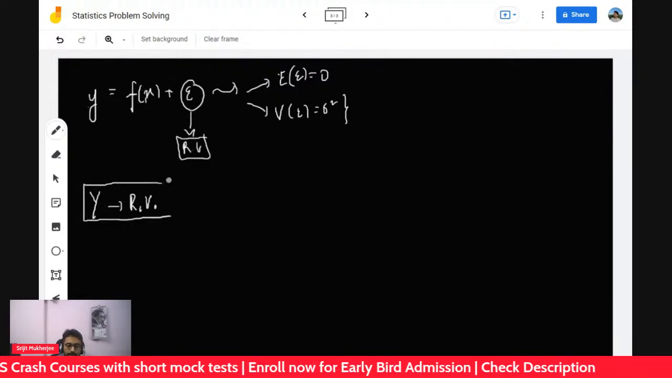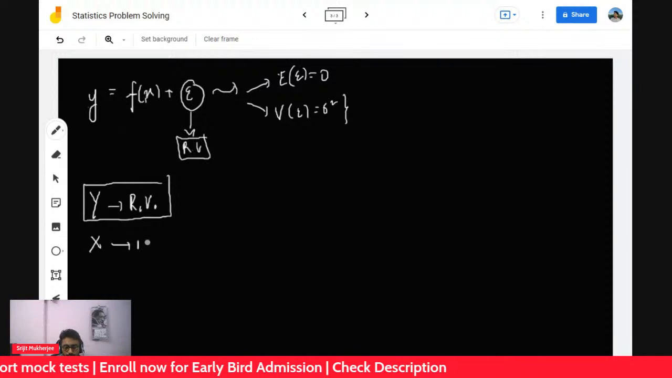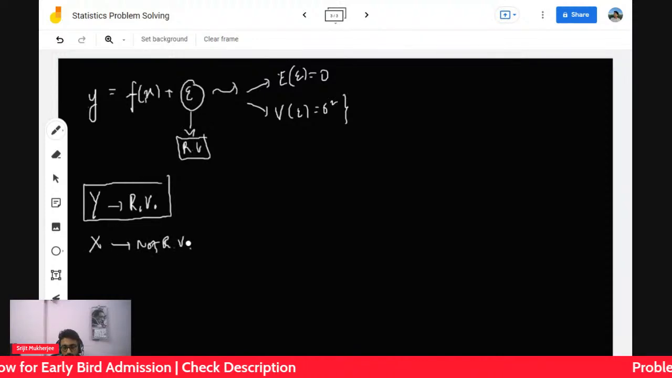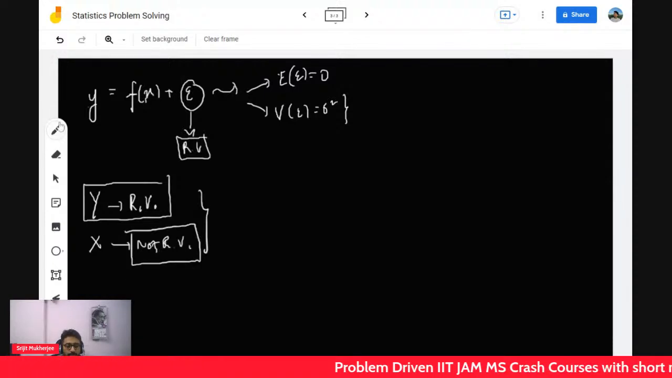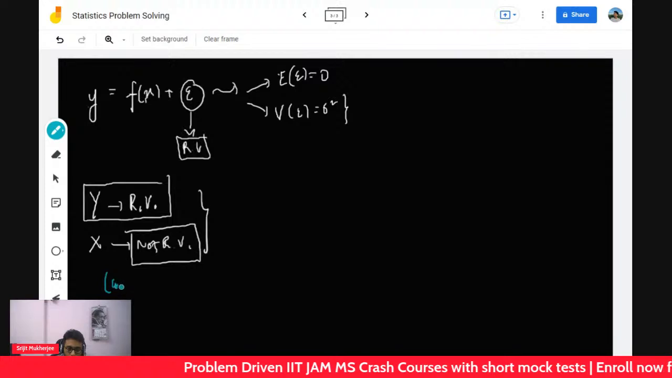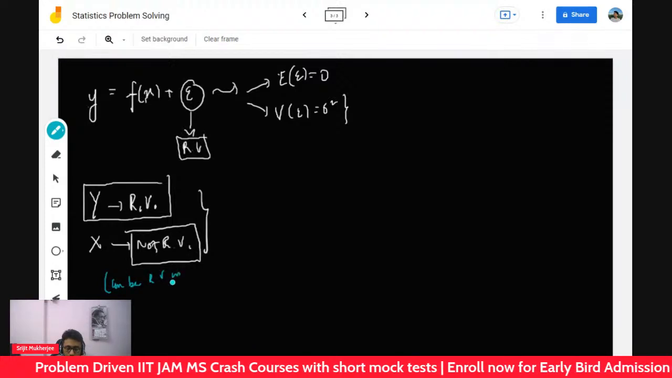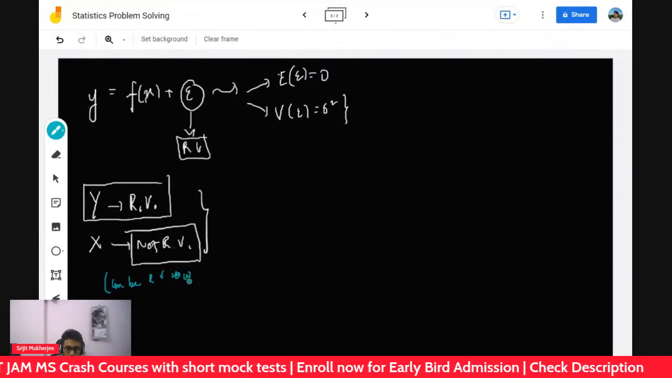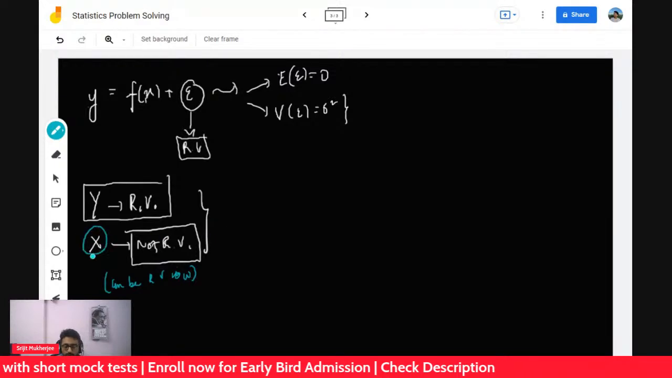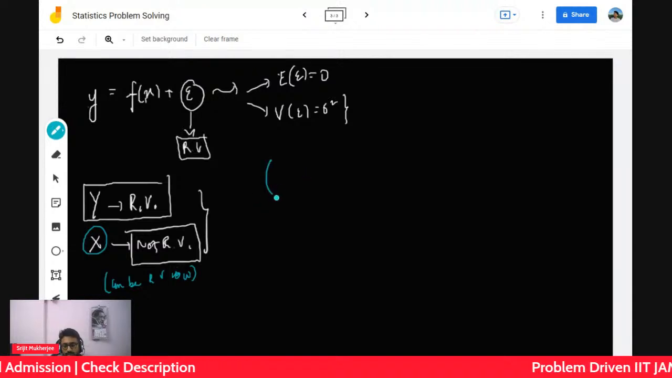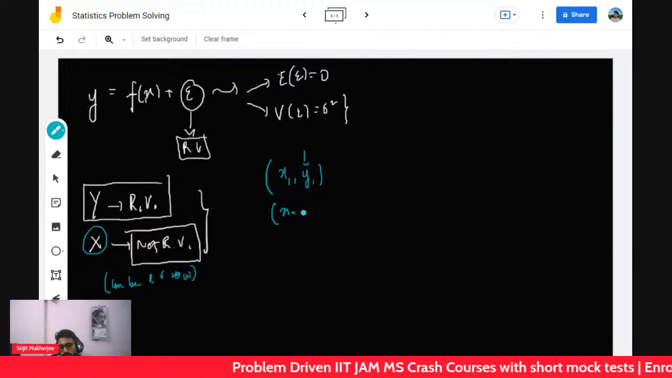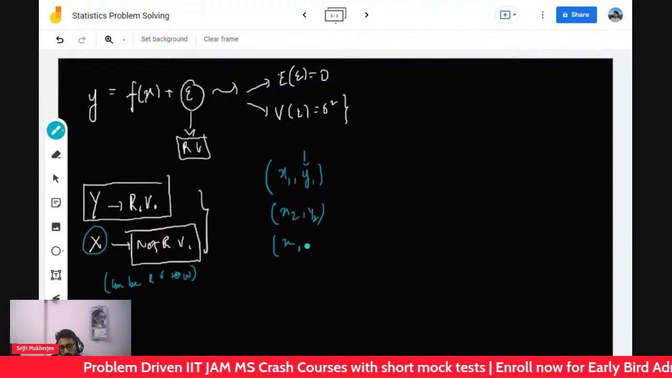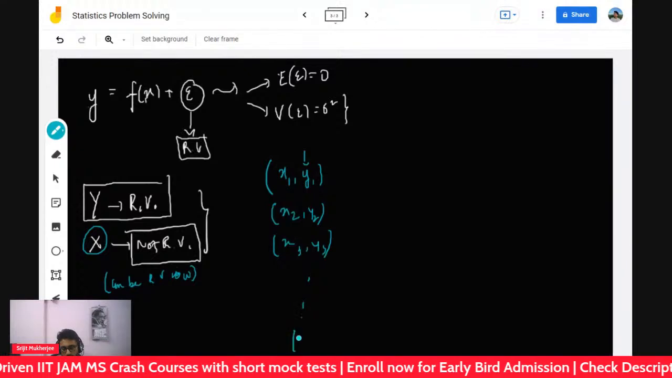But x is not a random variable here in this case, not in general. It can be a random variable in some other cases. Here x is constant; there is no randomness over here. So y is a random variable. So the data we have is x1, y1, an observed random variable, then x2, y2, x3, y3, and it goes on till xn, yn.